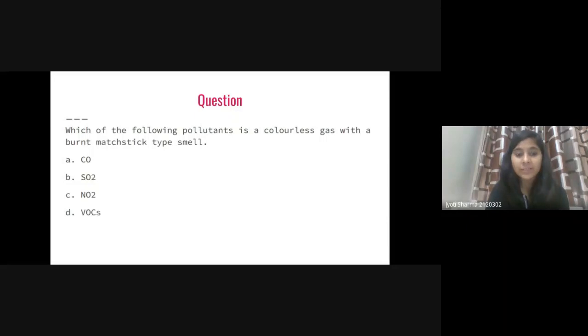But sulfur dioxide will give you the burnt matchstick type smell, and because of that reason, carbon monoxide is a silent killer. The reason is only that because it is colorless, you will not have the smell of it. That's why this is the silent killer. So carbon monoxide should not be the answer. In spite of that, the sulfur dioxide should be the right answer. So B will be the right answer.